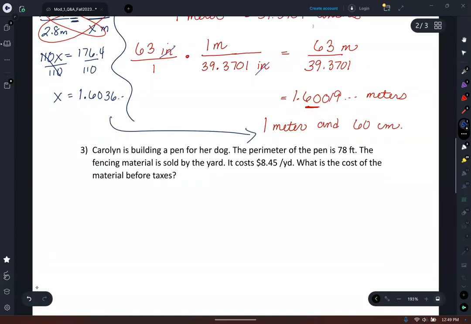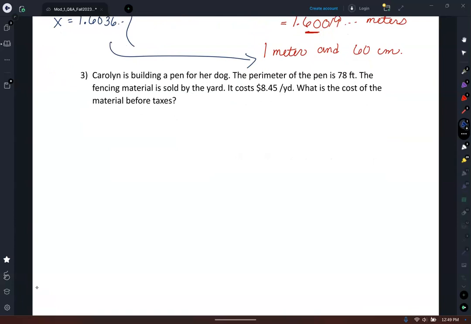Now moving on to number 3, Carolyn is building a pen for her dog. The perimeter of the pen is 78 feet. The fencing material is only sold by the yard. So this is one where you do definitely have to round. Some others might be like that or not. It costs $8.45 per yard. What is the cost of the material before taxes?